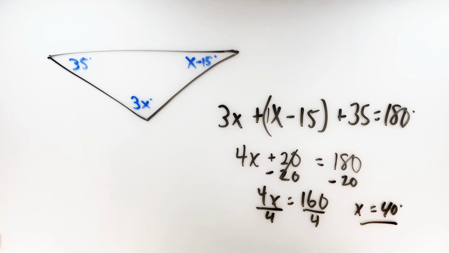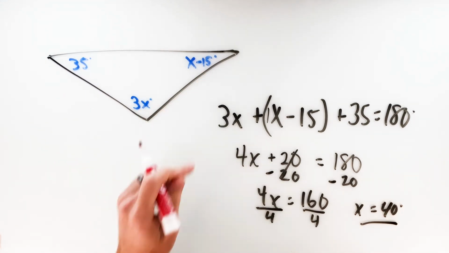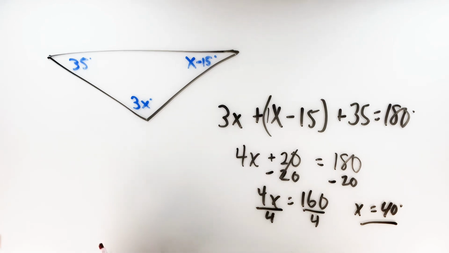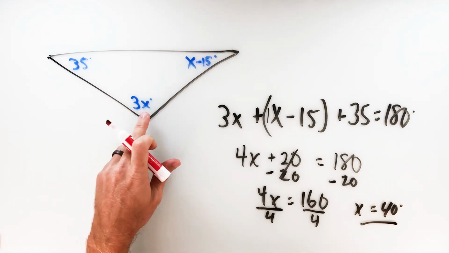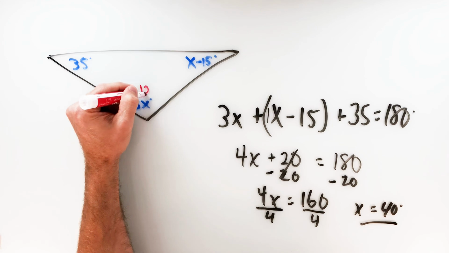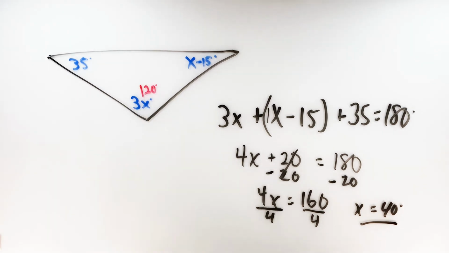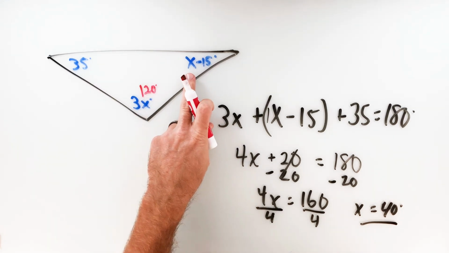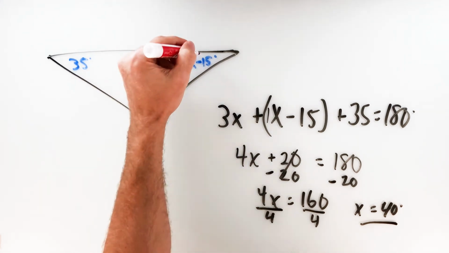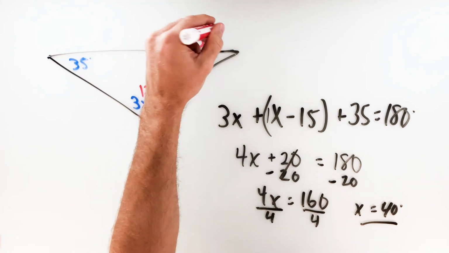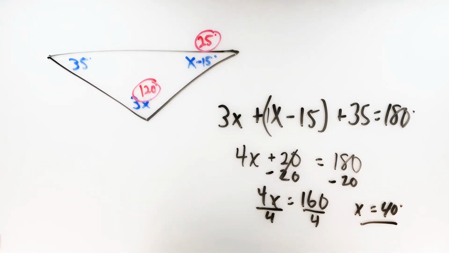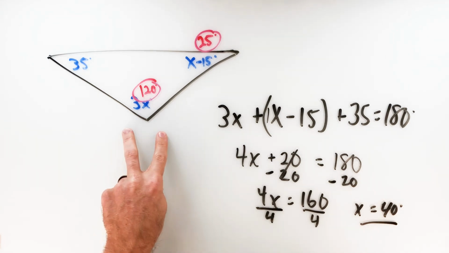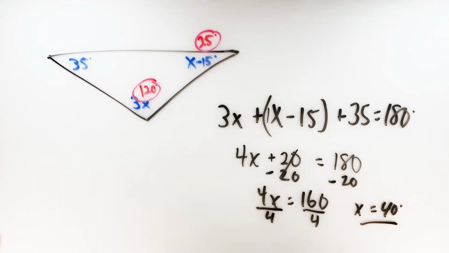And let's say that my task here was to figure out what the measure of each of these angles in the triangle were. So if I've got x is 40, I can come up here and I can plug in 40 into my x. So I already got that angle is 35 degrees. If I have x is 40, 3 times 40, which is 120 degrees. And then finally, x being 40, 40 minus 15, I know that this angle right here would be 25 degrees. So we got a 25 degree angle, 120 degree angle, and a 35 degree angle. And this once again would be an obtuse scalene triangle.